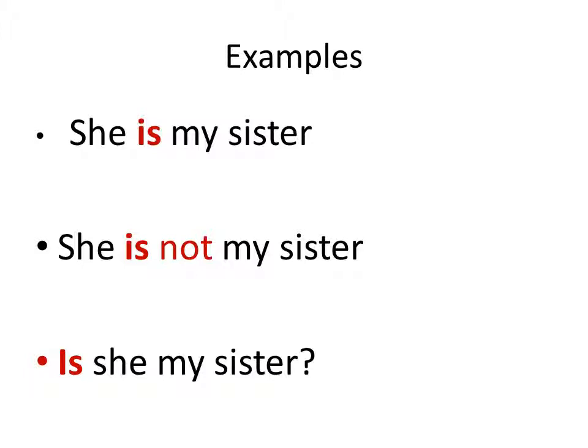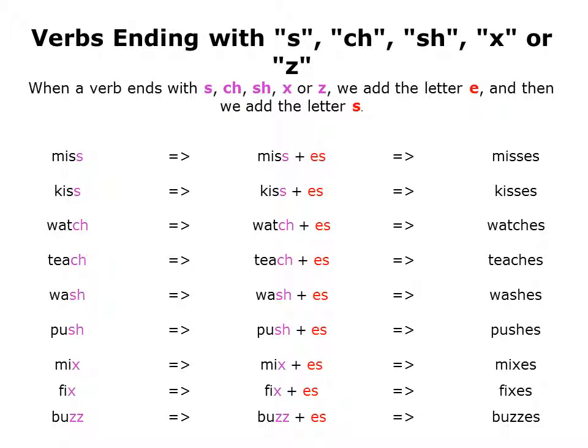The next example says, is she my sister? Ella es mi hermana. So we just switch it and we move to the beginning the verb to be, which is is. Is she my sister? Ella es mi hermana. Okay.